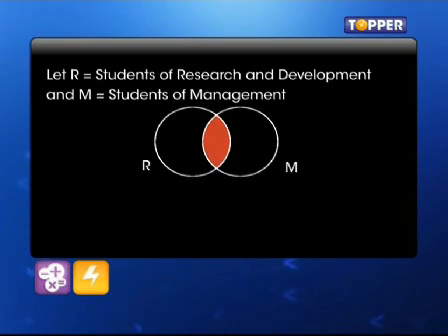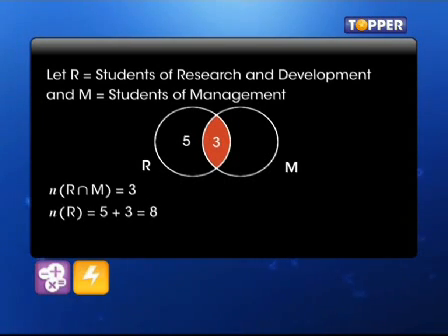We know that n of R intersection M is 3. That's what we need to add to the individual camps to get the total membership. Therefore, n of R is equal to 5 plus 3, which is equal to 8. That's the number of people wishing to go into R&D. n of M is equal to 2 plus 3, which is equal to 5. Those are the people comfortable being managers. We can now answer the other questions, right? So that's how counting with sets becomes a walk in the park.